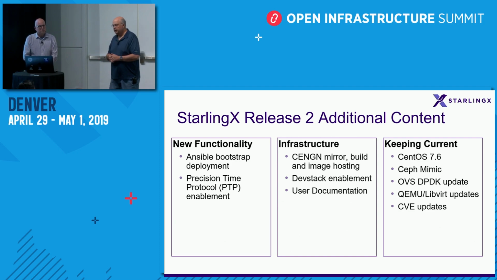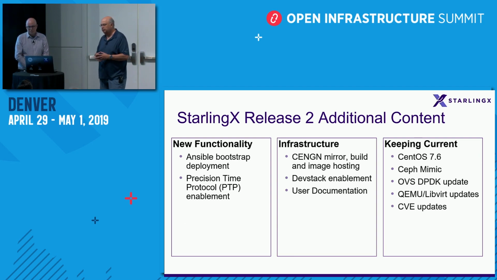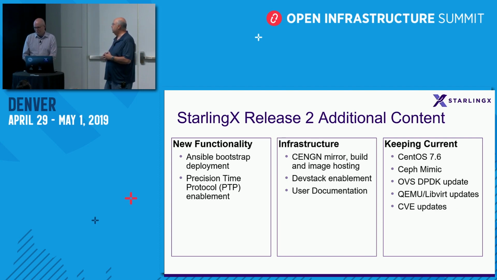One of the challenges of being somewhat like a distribution is that we owe our users updated software, and for this release, we've essentially updated almost all of the software in the system. We jumped to CentOS 7.6. Just doing that helped us resolve over 100 CVEs that have been fixed by the CentOS community. We moved up 4 Ceph releases for this release, which is a big change. In fact, we're still trying to digest that and finish the integration.